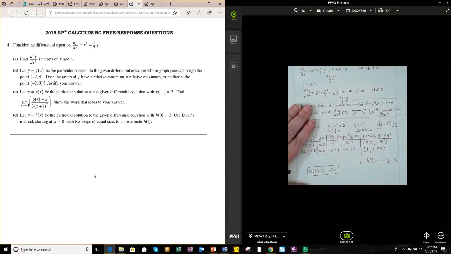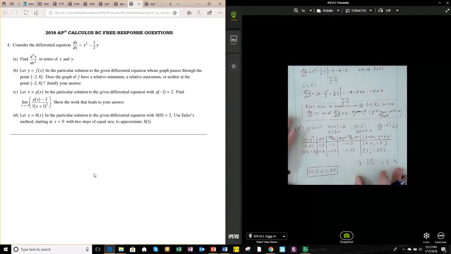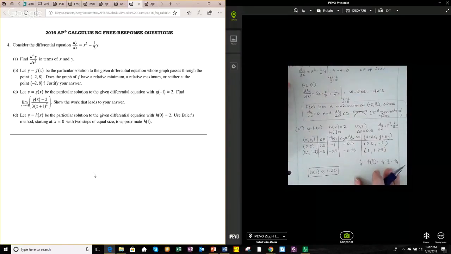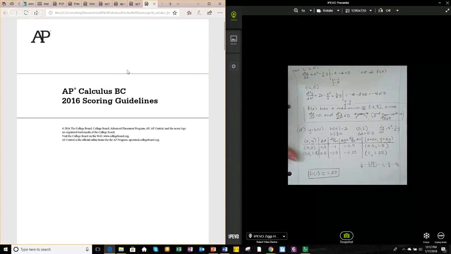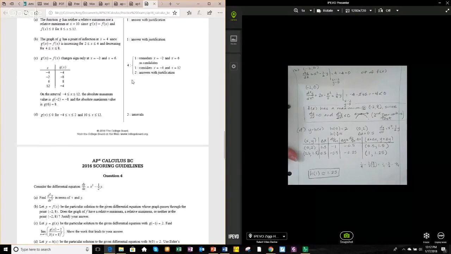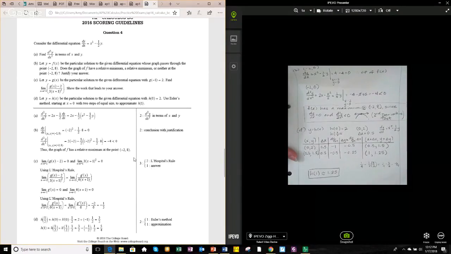And they aren't asking us anything about whether it's concave up or concave down. So we're done with that. All right. And so we can check the scoring guidelines and see how many points we would have gotten for each one of these.